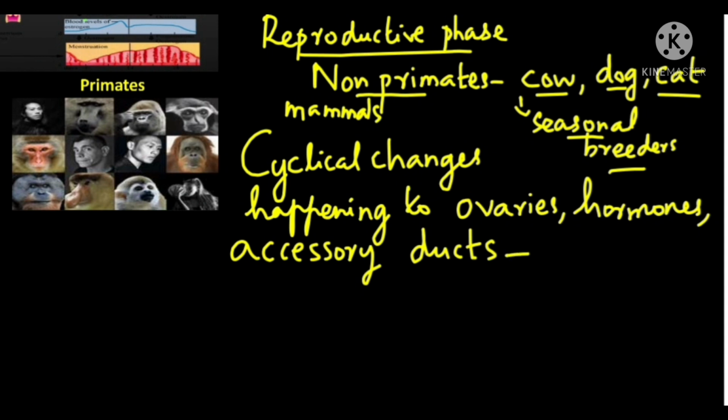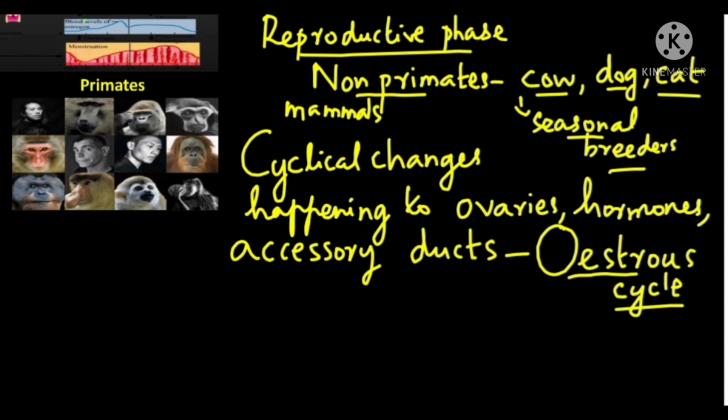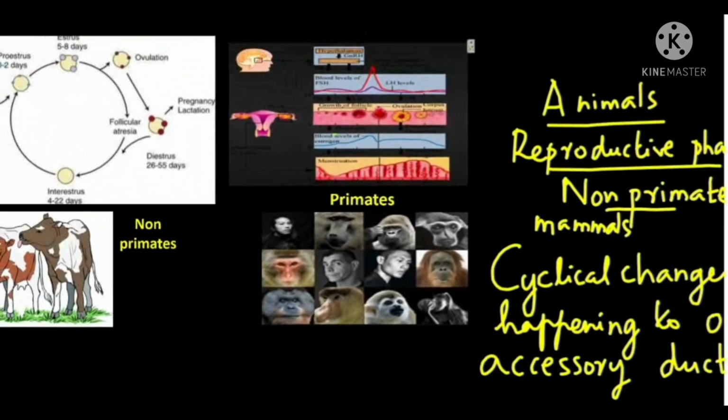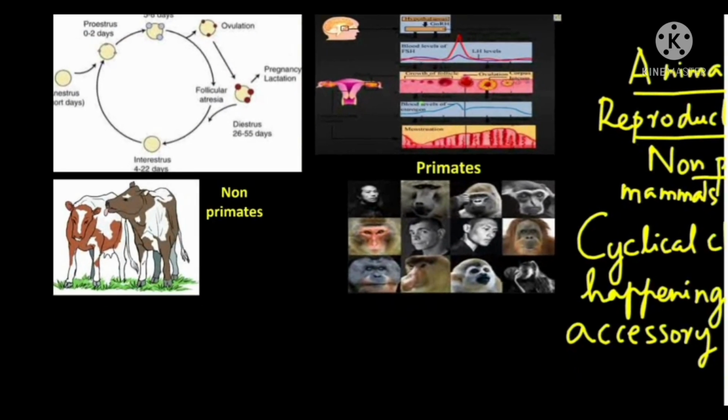That cyclical change is called oestrous cycle. Oestrous cycle. Now farmers and breeders call it the heat period, but in your textbook they have written oestrous period or oestrous cycle. It happens in non-primate mammals. Now if you see this diagram here, we'll see the non-primates. This is non-primates. Now this one is feeling attracted to this one. Why? Because they are in their heat period now.